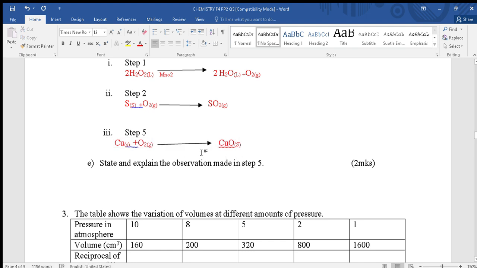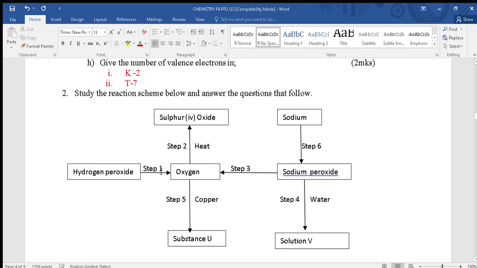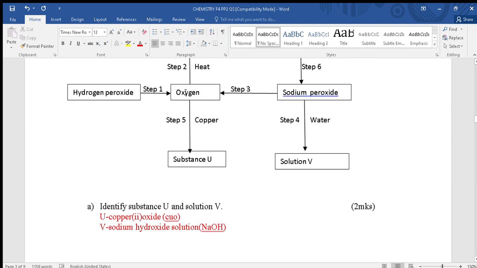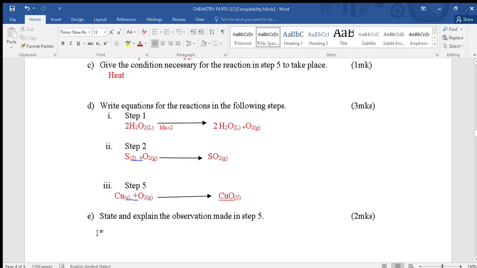Now we come to question E, where you are asked, state and explain the observations made in step 5. Look at step 5. In step 5, you're having copper reacting with oxygen. And when copper reacts with oxygen, you form copper 2 oxide. Which observation are you going to make? The observation you're going to make is very simple. Remember, copper is a brown substance and oxygen is a colorless gas. So when copper reacts with oxygen, you form copper 2 oxide, which is black. So your answer will be brown copper metal changes to black copper 2 oxide.